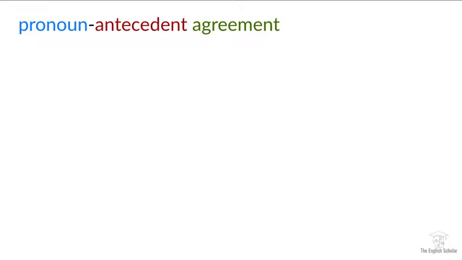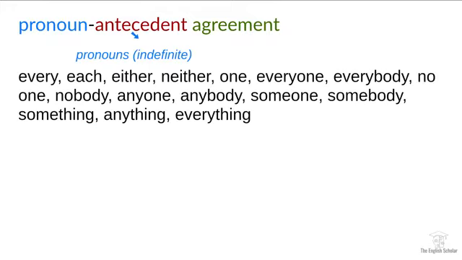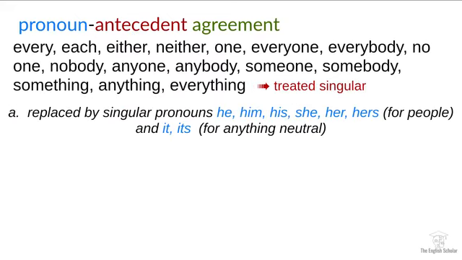It was mentioned earlier that antecedents are mostly nouns, but that's not always the case, because antecedents can be pronouns too. Look at this. Most of these are indefinite pronouns, except for a few. They do not refer to anyone or anything specifically, and they are treated as singular. But when you see them in a sentence and need to substitute them, keep the following in mind. They are replaced by these singular pronouns. These pronouns for people, and these for anything neutral.